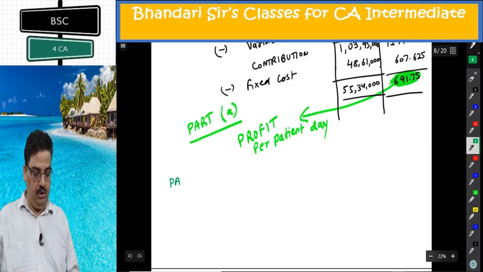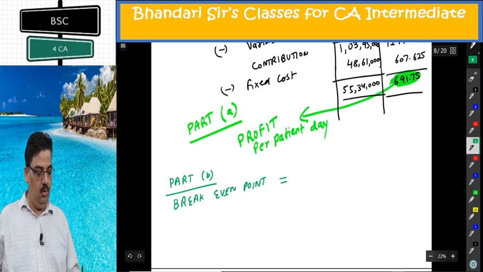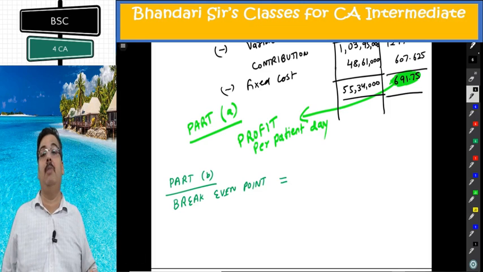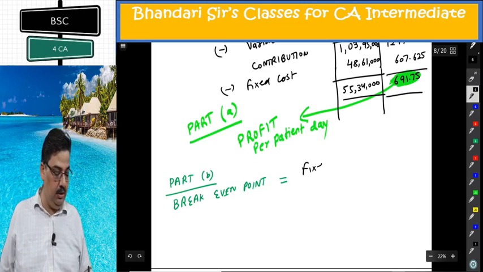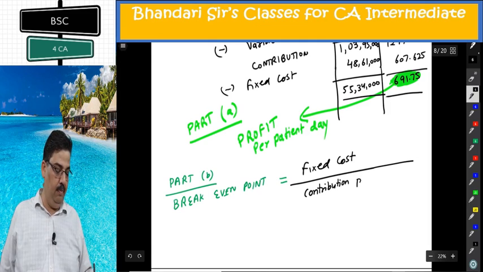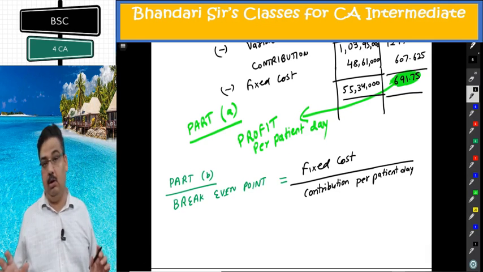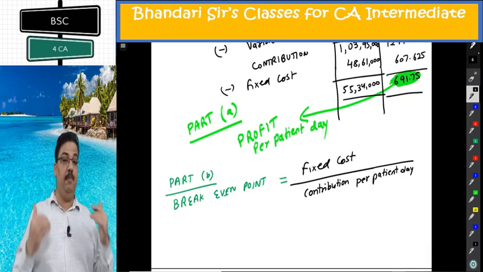Reaching part B of this question, a very simple part. He wants the break even point. Those who have done marginal costing can easily recall the formula. Others will do it in detail in marginal costing. This is fixed cost divided by contribution per patient day. There was contribution per unit. The unit of measurement in hospital costing is patient days. So contribution per patient day.